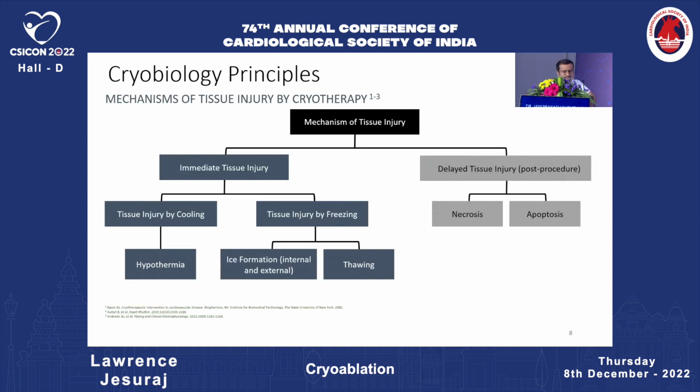So, the mechanism of tissue injury in cryo: you have an immediate tissue injury by cooling and deep tissue injury by freezing, which ultimately forms a hypothermia, ice formation, both intra and extracellular. And when you reheat, that's thaw the tissue again, it causes further damage to the tissue. You can also have a delayed tissue injury post-procedure in the form of necrosis and apoptosis.